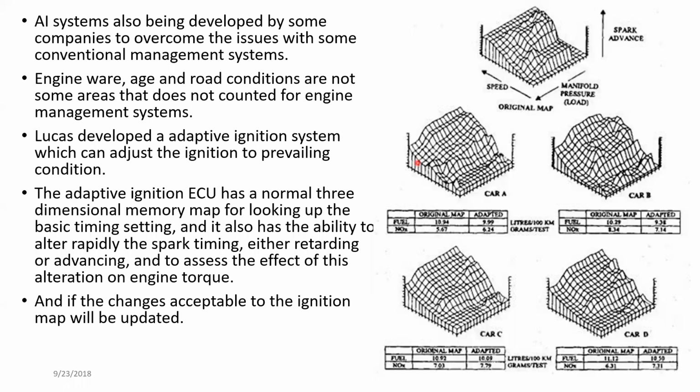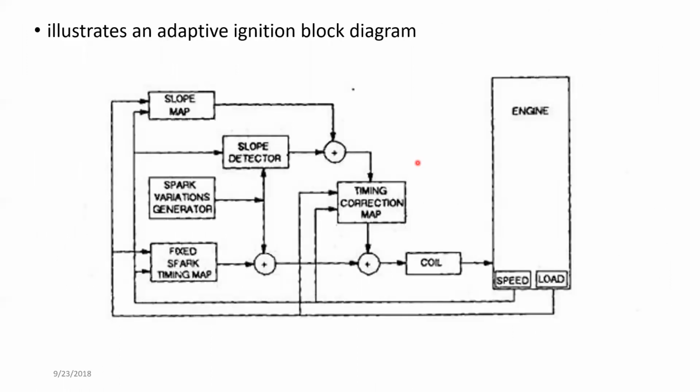So it allows the ignition timing to be changed very fast. It's a bit more complicated than the previous method. As you can see, it goes through quite a bit of process before it changes the ignition timing here. As you can see, there are a few maps.